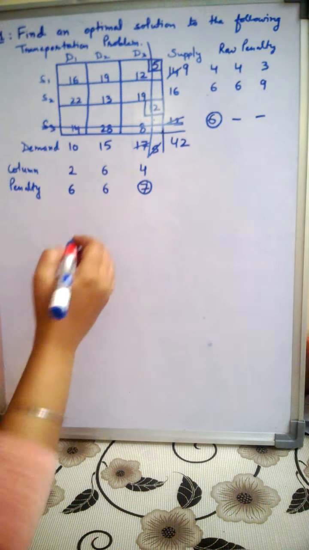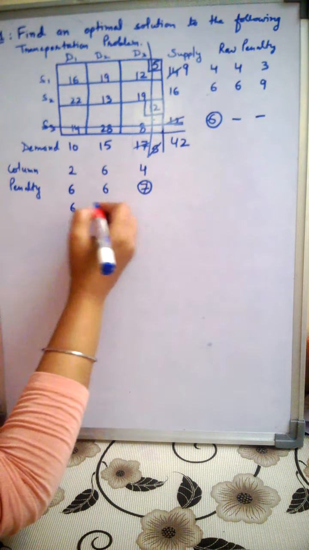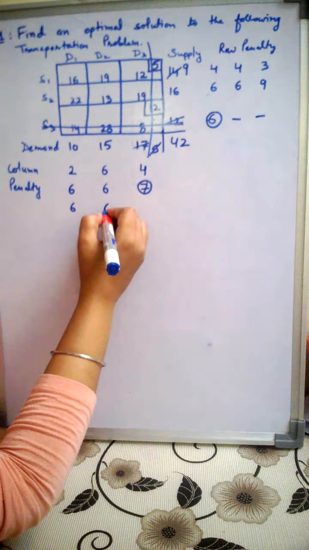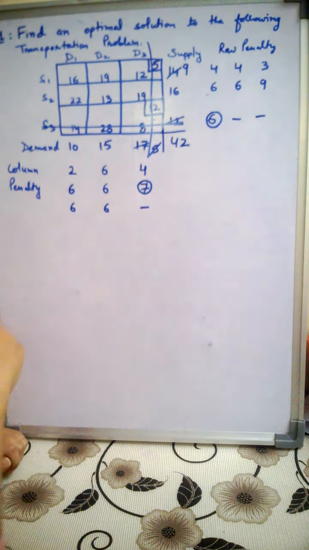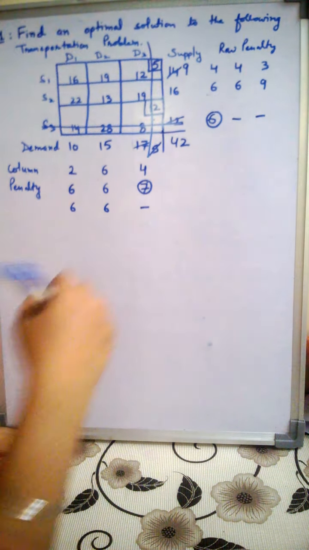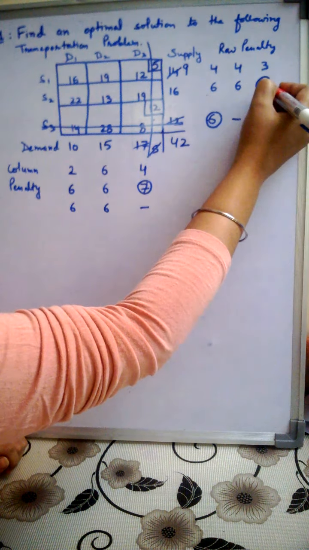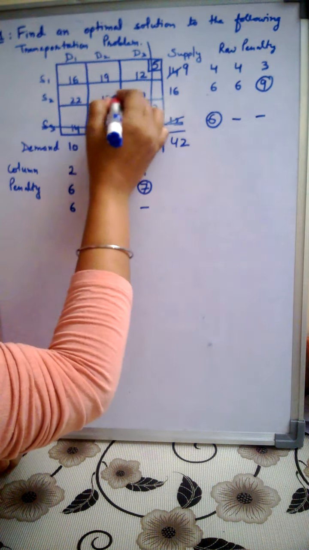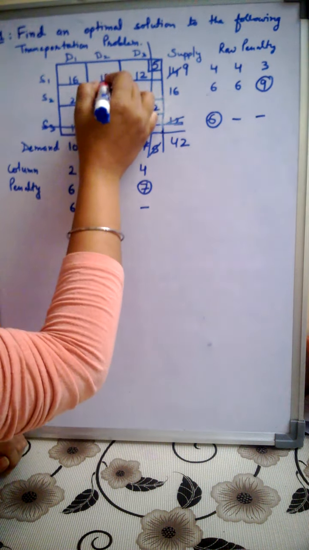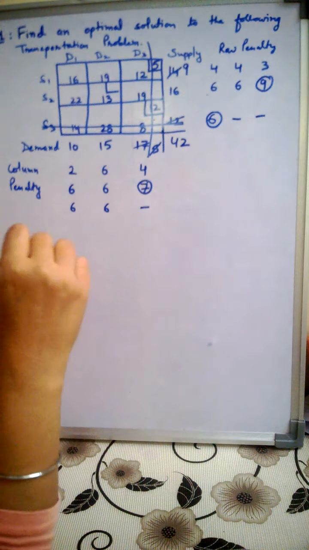For first column the penalty is 6. For second column the penalty is 6, and last column no more exists. So out of these the maximum penalty is now 9. This is corresponding to second row, and in second row the minimum cost is 13. So we'll make allocation here.